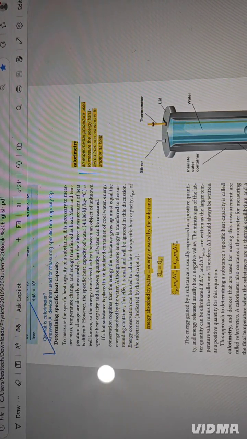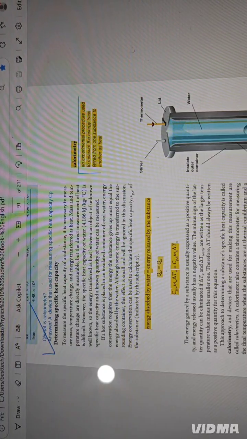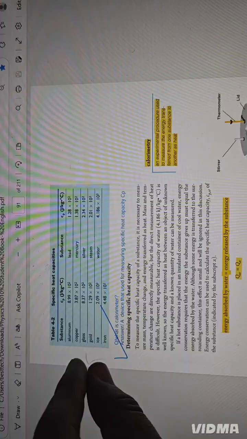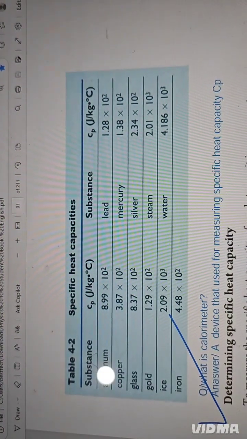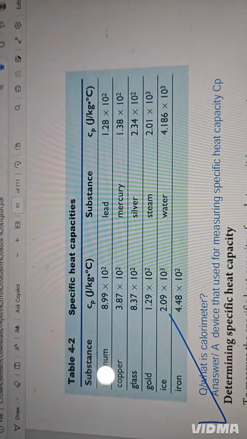We reach this page. We are on page 85 now. We explain it. Here we have this table. This table is the specific heat for each of the substances.